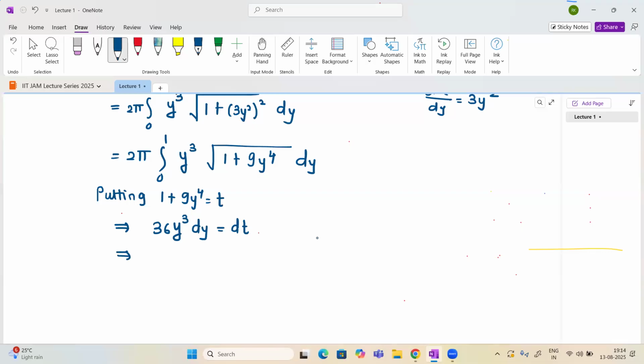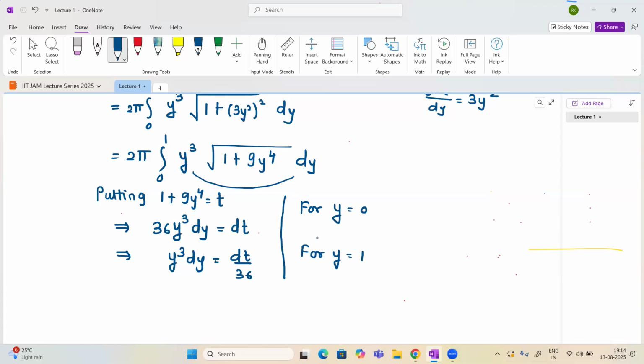You can easily see y cube dy is already there. So y cube dy is equal to dt by 36, right? So both of them can be easily replaced by dt by 36. Okay, so what is our second job? After differentiation, what is our second job? So we need to change the limits of integration. Limits of y are 0 and 1.